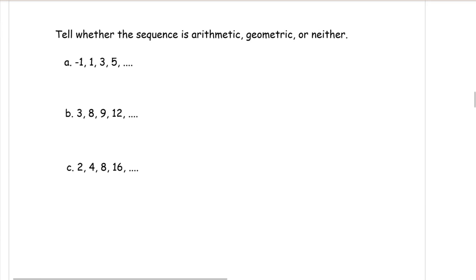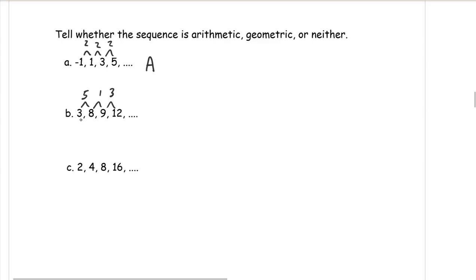Here we want to tell if the sequence is arithmetic, geometric, or neither. So what are we doing from one term to the next? Looks like we're adding 2, adding 2, adding 2, so that makes that arithmetic. Here we're adding by 5, and then adding by 1, and then adding by 3. So that doesn't have anything.